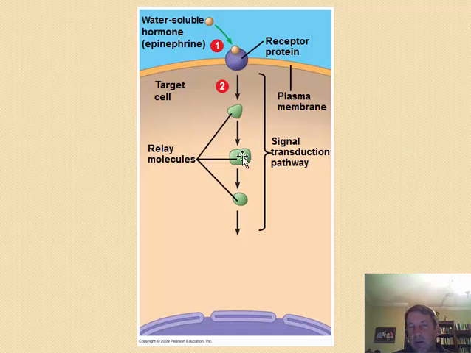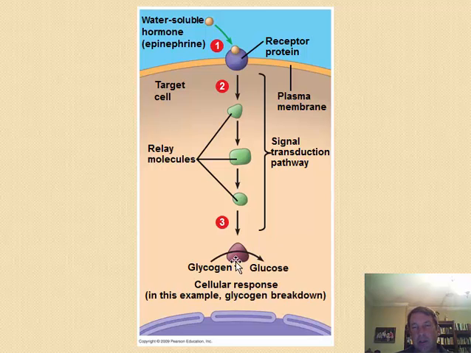Once it gets in, it goes through a series of molecules called relay molecules, and this is called the signal transduction pathway. So before this hormone can do what it's got to do, it's got to go through these steps, and then it can reach what it's going to do. One thing epinephrine does is convert glycogen to glucose. We might need glucose, and epinephrine can help to make that glucose available. That's the cellular response there. So that's one example.